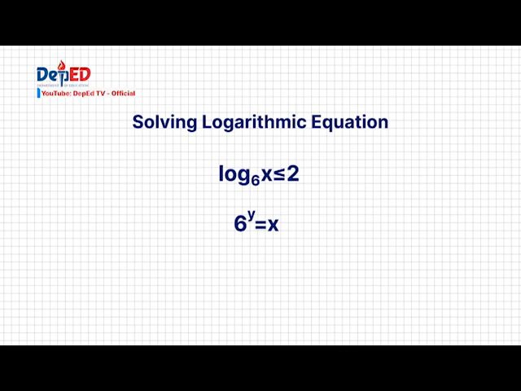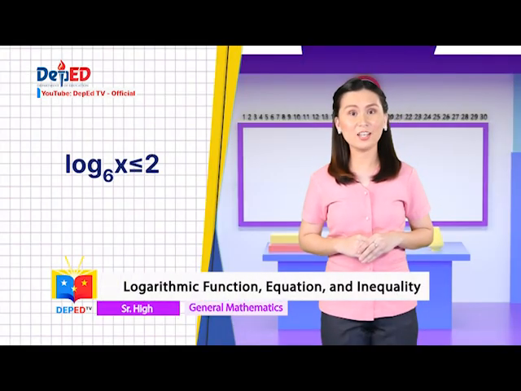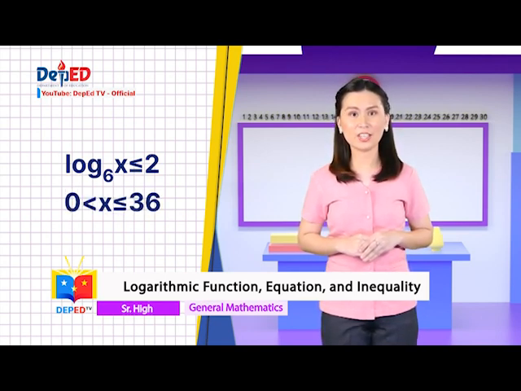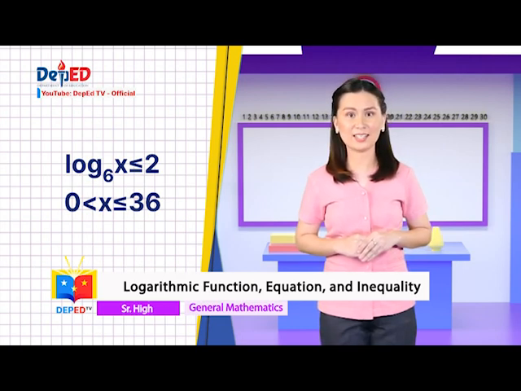The logarithm of x with the base 6 can be written as 6 raised to y is equal to x. We have learned in our previous episode that the values of x will always be positive, since the base of an exponential function is always positive. Thus, given the logarithm of x with the base 6 less than or equal to 2, x is greater than 0 but less than or equal to 36.